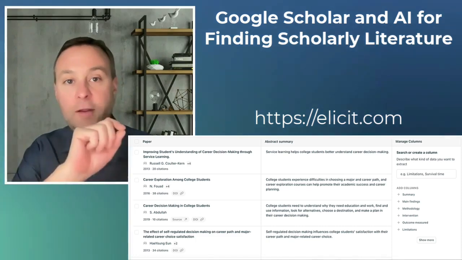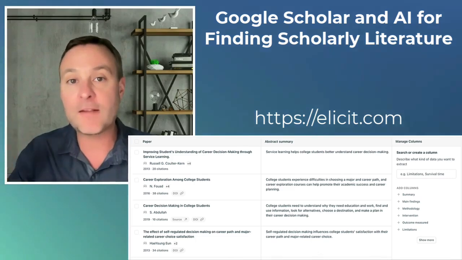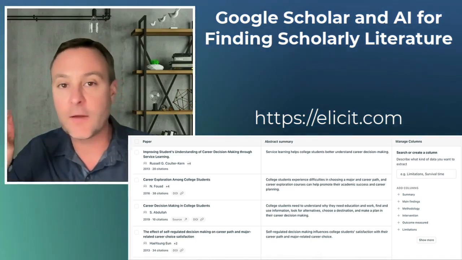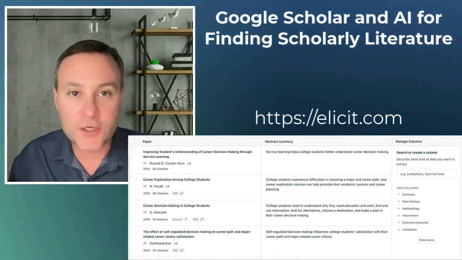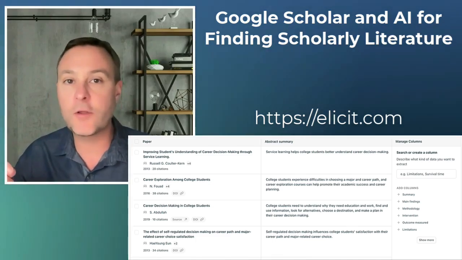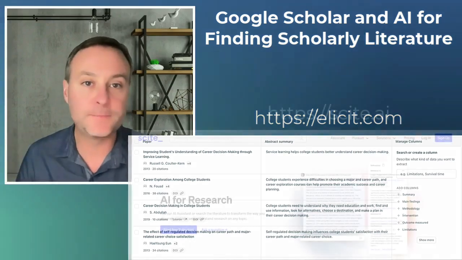And what's neat is you can select the ones you want to keep as you go down the list and which ones you want to get rid of for whatever reason. But then you can also ask it to add new columns. Maybe you say, summarize the findings, summarize the methodology, or does the article use this keyword? And it'll go down and tell you for each article in your list.